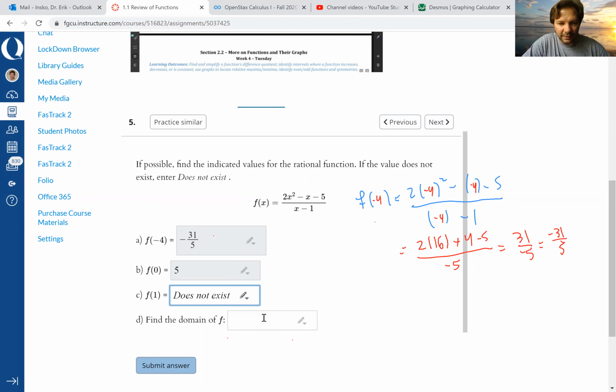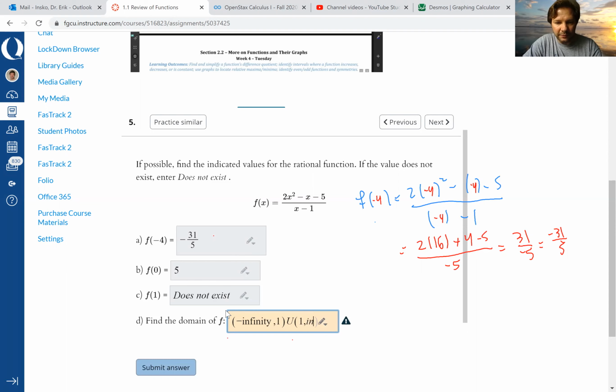Does not exist. And then finally it says define the domain. So the domain is going to be everywhere except for where the denominator is equal to 0, because for any rational function, the function will be defined everywhere except for where the denominator is 0, and that we figured out was when x equals 1. So I'm going to write that as -infinity, and I need to write out the whole word infinity, to +1 union 1 to infinity.